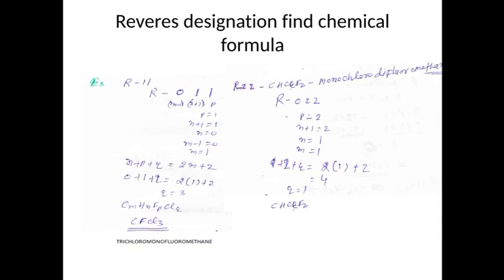Here N plus P plus Q equals 2M plus 2. This is our formula. So N equals 0, plus P equals 1, plus Q, which we have to find out, equals 2 times M, which is 1, plus 2. So Q becomes 3. So the chlorine molecules will be 3. Then we know the chemical formula CmHnFpClq. We put these numbers M, N, P and Q in this chemical formula. What will we get? CFCl3. Okay, so this will be the chemical formula for R11.